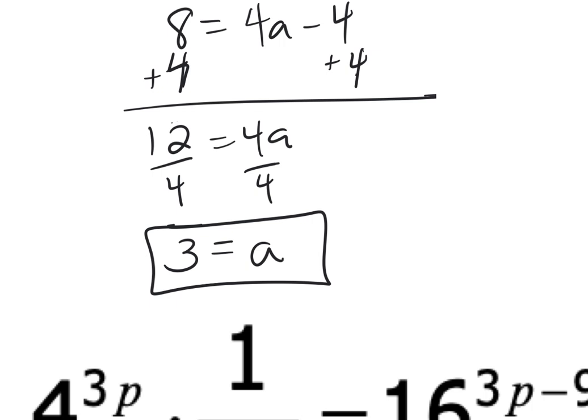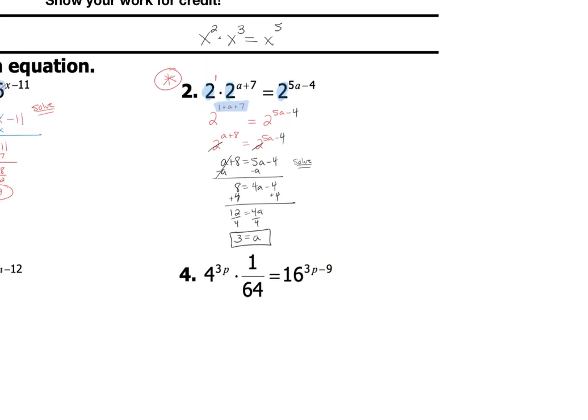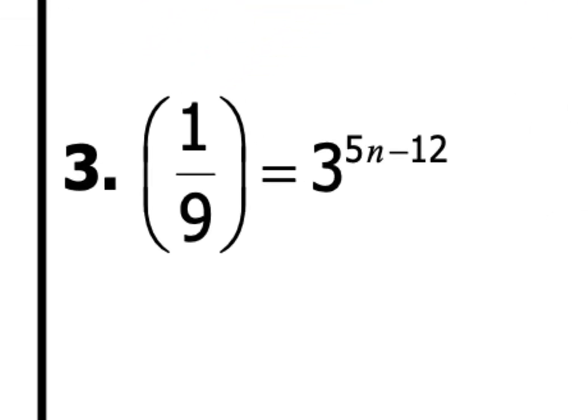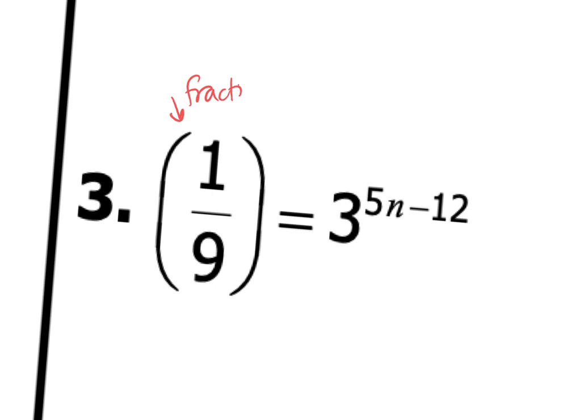Your first exponential equation on the quiz is going to look like that one. All right, let's take a look at some of the other ones. Okay, for number 3, I don't have the same base. I've got a 3 and a 1 over 9. Who remembers when you get a fraction, what does that typically mean we're looking at?